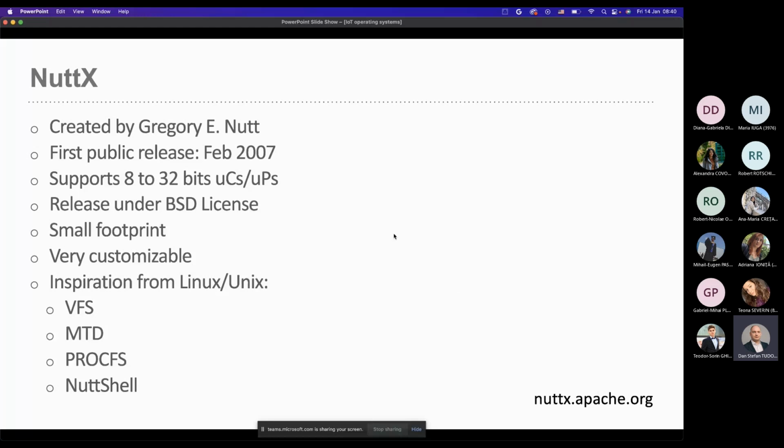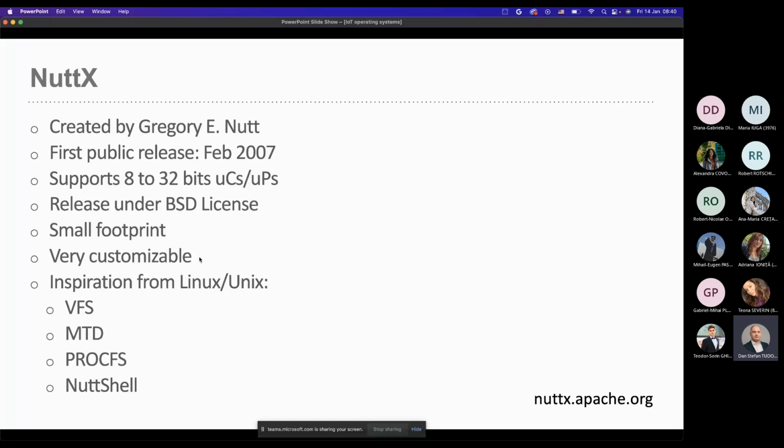Again, just like RIOT, just like Contiki, it has a very small footprint, so it's suitable to be deployed in devices that don't have a lot of memory. And it's very customizable. You can add modules, drivers, protocols, and so on, or remove them.